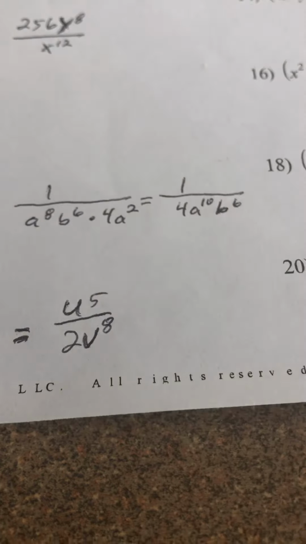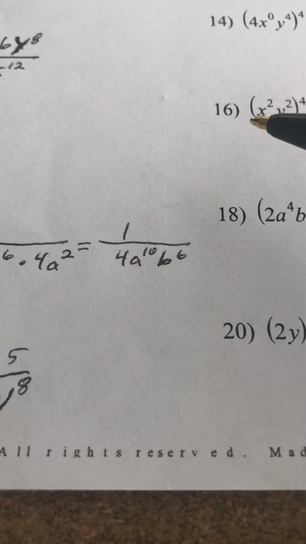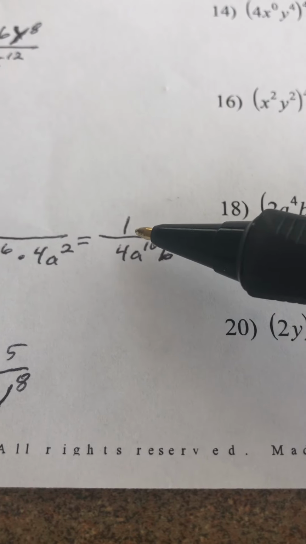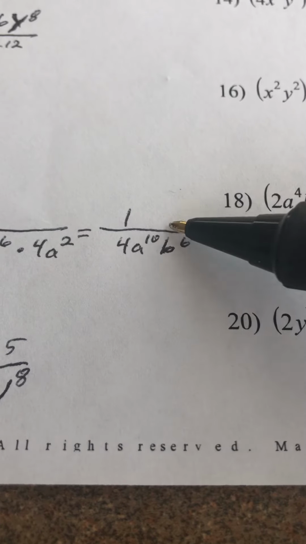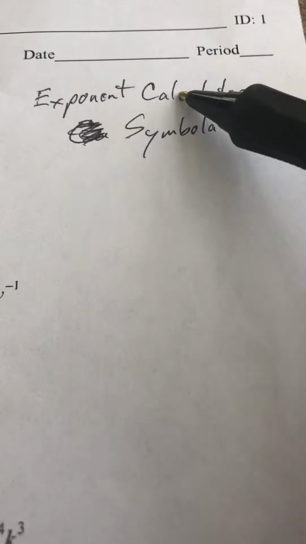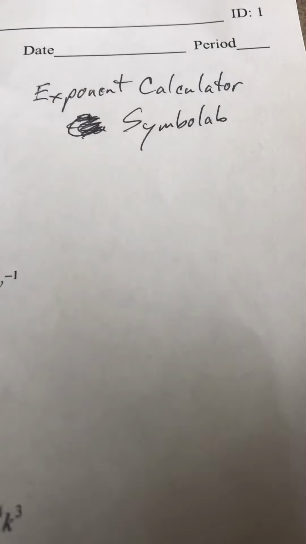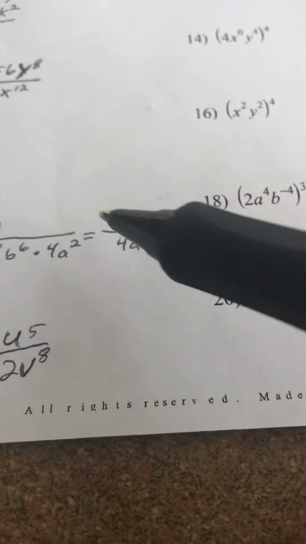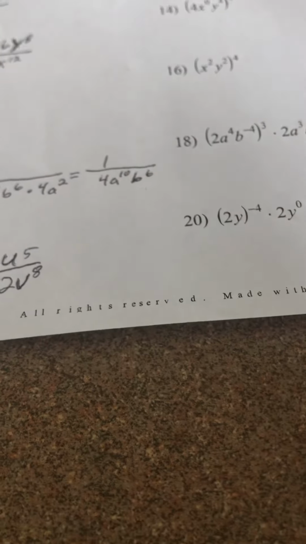So this was a good one for me to double check just to make sure I didn't miss anything because there's multiple steps here. This is the final answer. But I went back and just plugged it all into the exponent calculator at Symbolab, and I was able to check myself on that one.